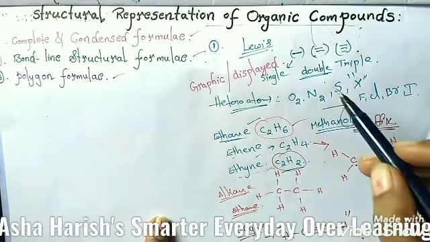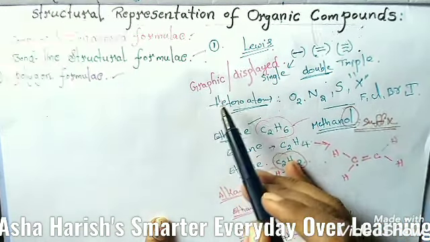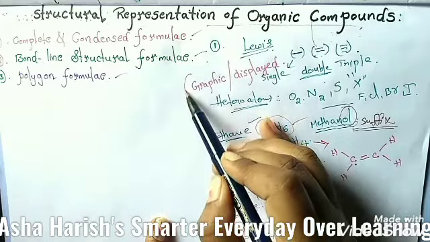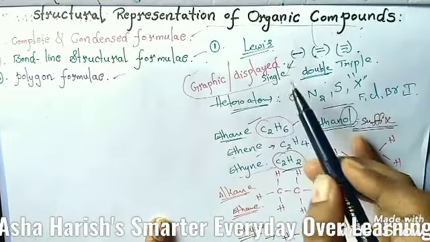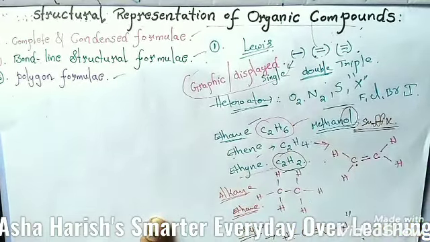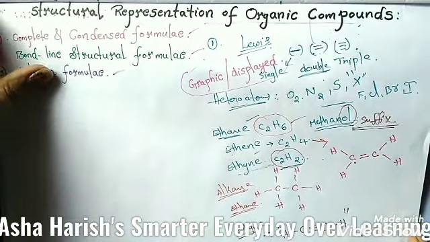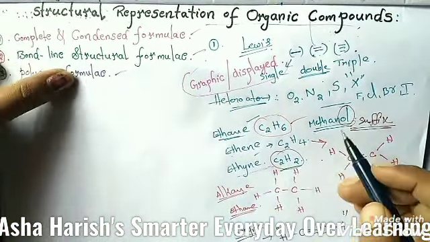Students, such structural representations are called complete structural formulae or graphic or displayed formulae. These structural formulae can be further abbreviated by omitting some of these bonds, these dashes representing covalent bonds, and by indicating the number of identical groups attached to an atom by a subscript.